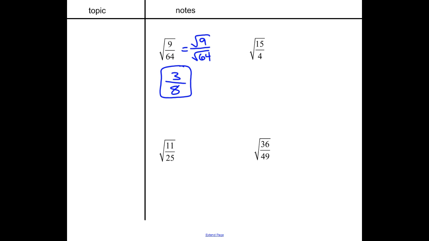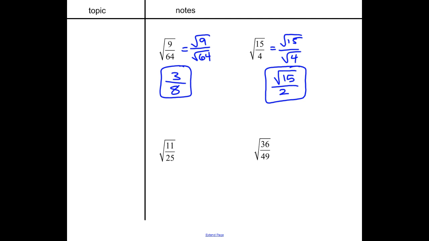Let's try the same thing for this one on the right here, where I'm going to make that the square root of 15 over the square root of 4. Well, I can't square root the square root of 15, so I can't simplify that any further, but I can simplify the square root of 4. So this will become the square root of 15 over 2.